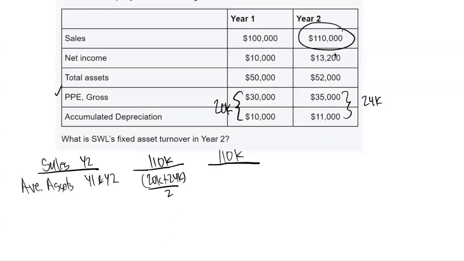10 divided by 22. 5 po. 5. Kasi diniretso man na. So, 5. Tama. So, that would be our answer.